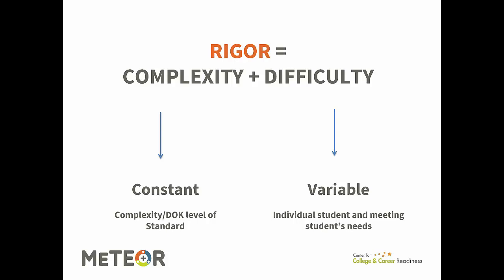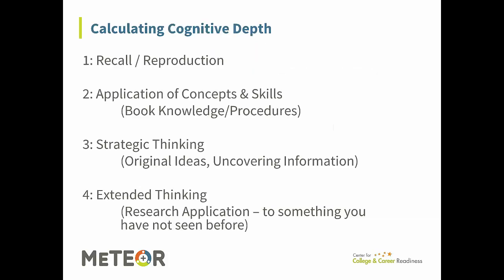So going back to the first half of the equation, complexity, the constant, the DOK levels. These are the 4 DOK levels. Level 1 is recall and reproduction. You either know it or you don't. Level 2 is application of concepts and skills. It's book knowledge or being able to follow procedures. Level 3 is strategic thinking. That's an original idea where students are uncovering information. And Level 4 is extended thinking. This is a research application to something students have not seen before.